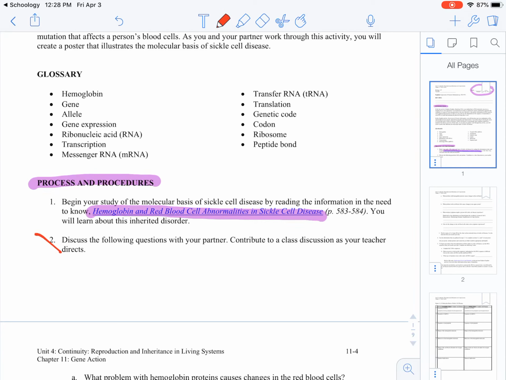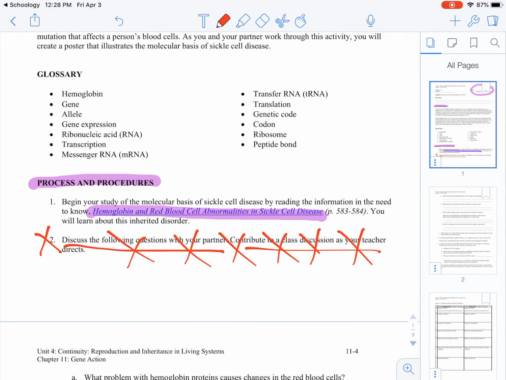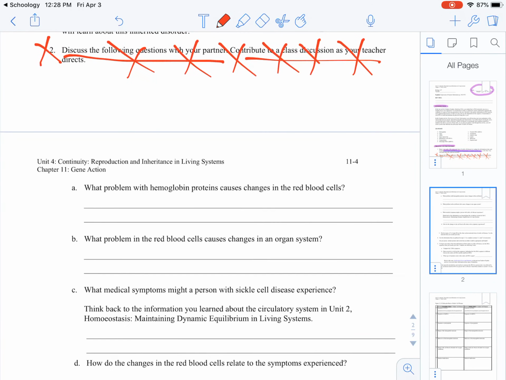So number 2, it says discuss the following questions with your partner, contribute to a class discussion. You do not need to do that. There is no discussion. There is no class partner. All right, so next step, you will answer these questions, however.